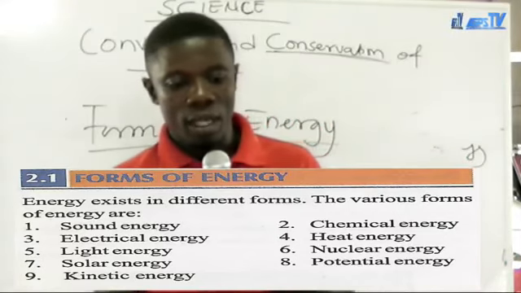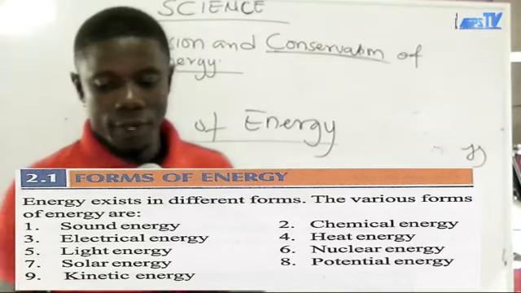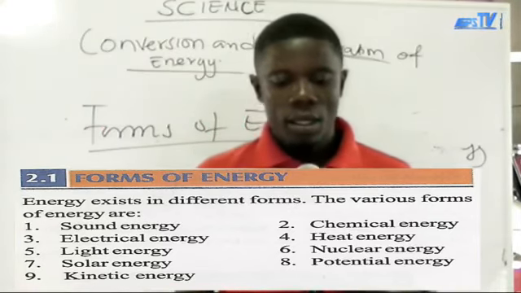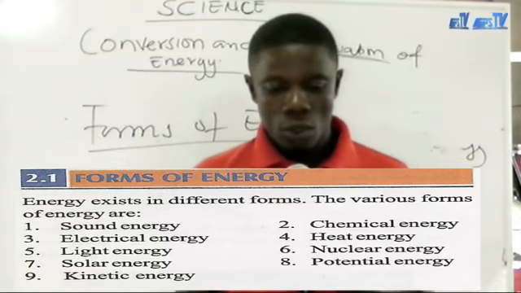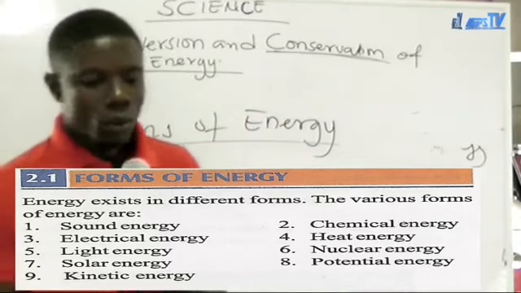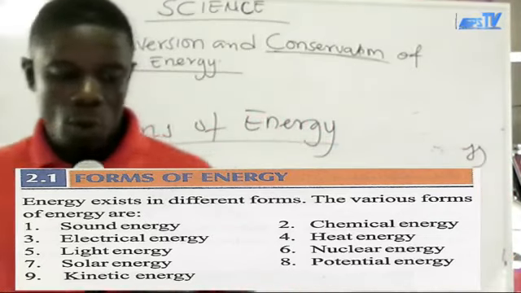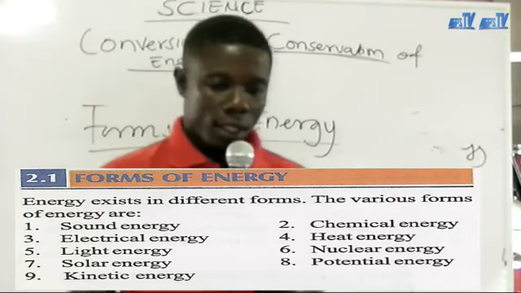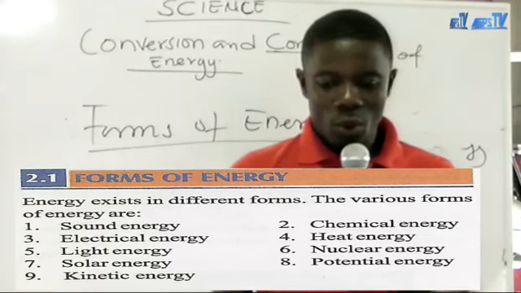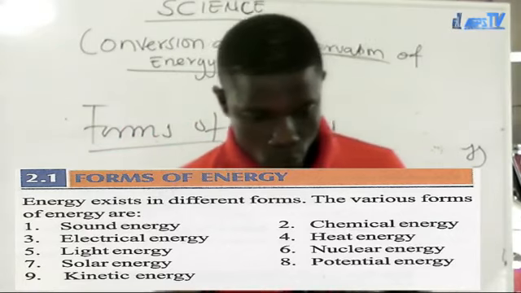The various forms of energy are, first, sound energy. We have chemical energy, electrical energy, heat energy, light energy, nuclear energy, solar energy, potential energy, and kinetic energy. These are forms of energy. So you can state 4 forms of energy or 5 forms of energy. This one must come into your mind and you just write your 5 forms of energy. This one is very simple. We are going to take them one after the other and talk about it.